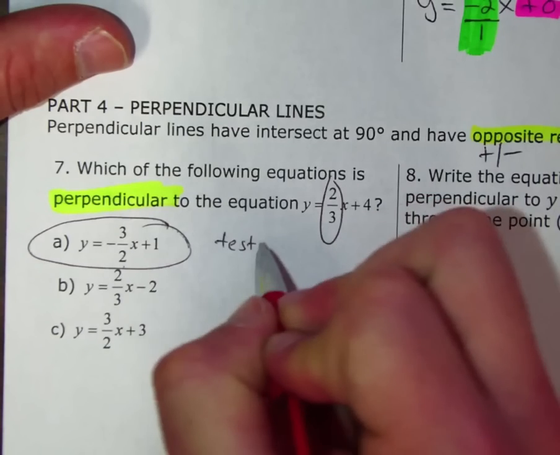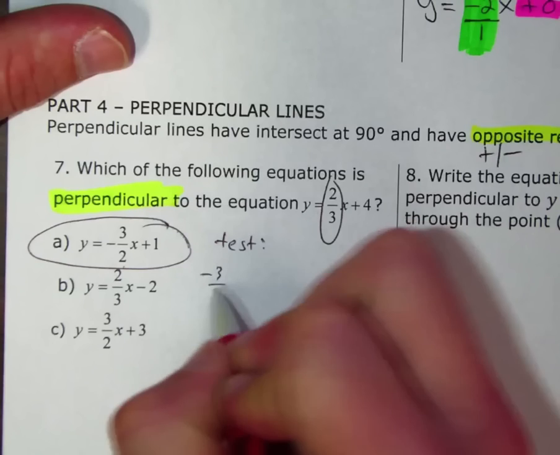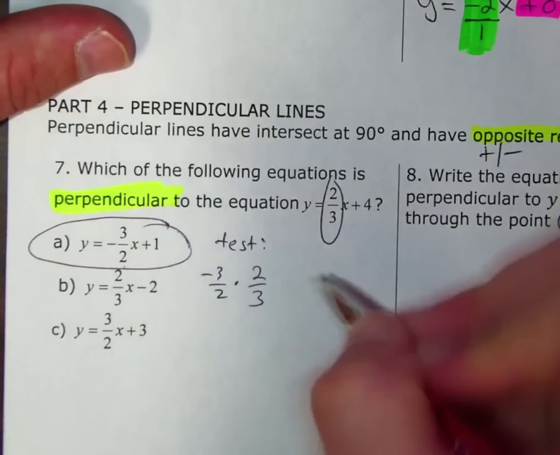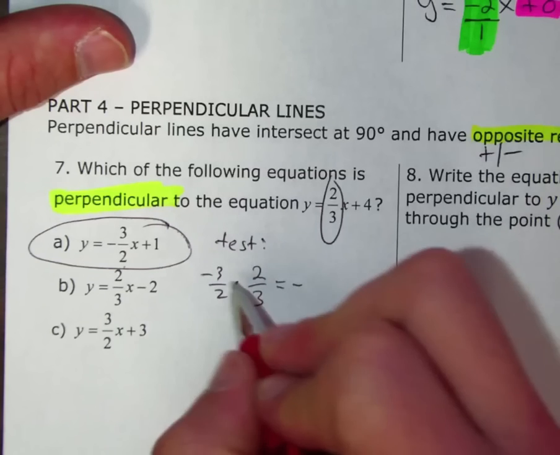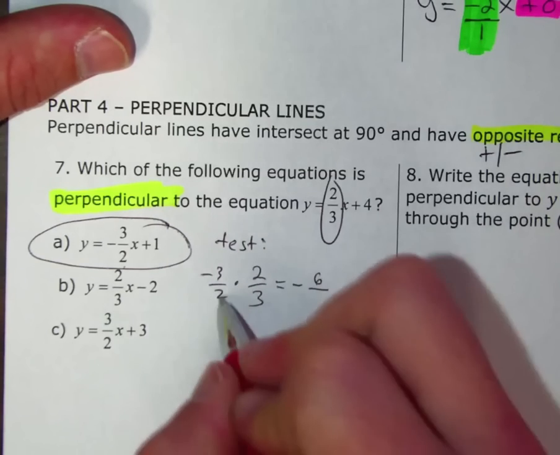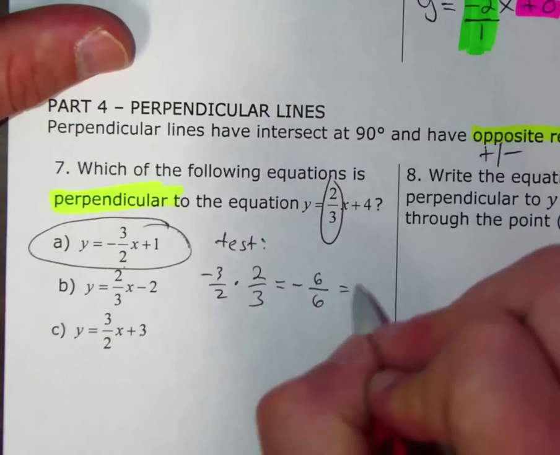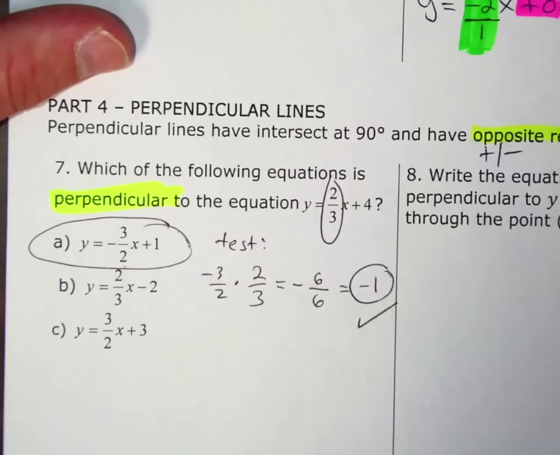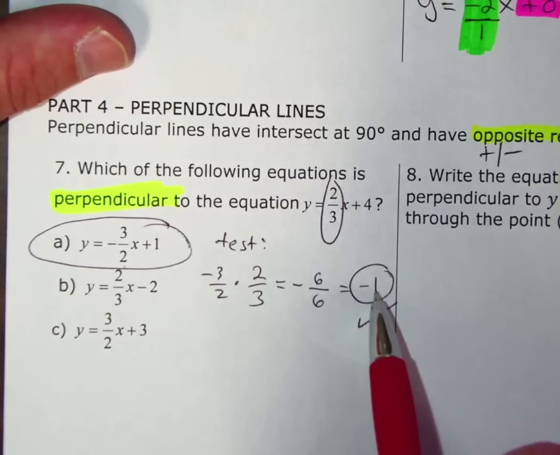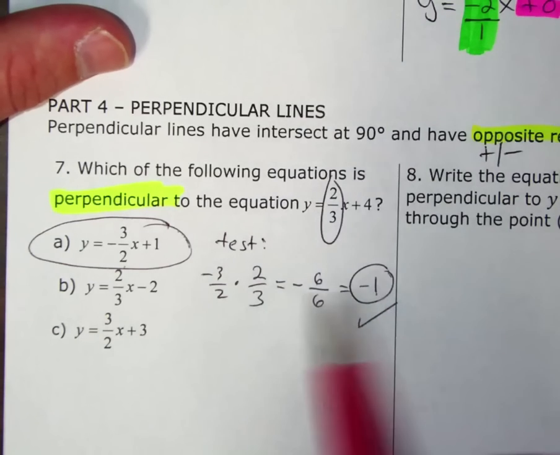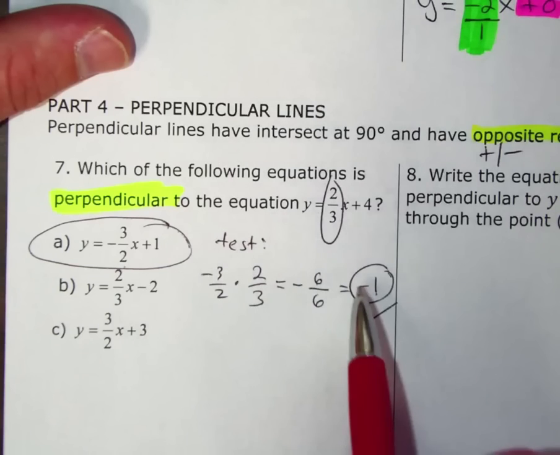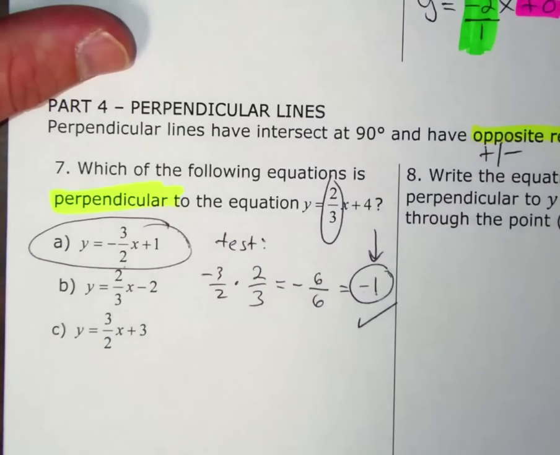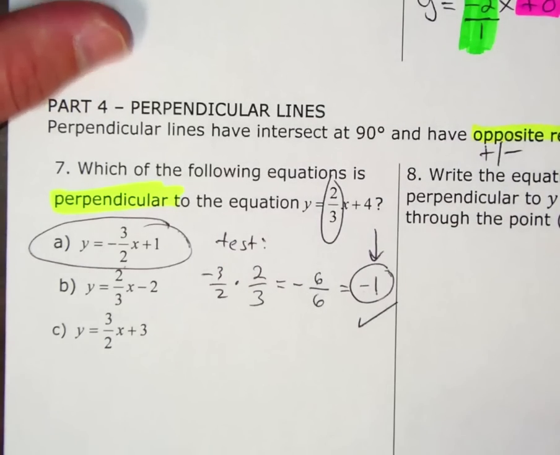If you want to test it, negative 3 over 2 times 2 over 3. A negative times a positive is going to be a negative. 3 times 2 is 6, 2 times 3 is 6. Turns out that's negative 1. They're opposite reciprocals: reciprocals because they multiply out to 1, but opposite reciprocals because a negative times a positive makes a negative. So this is a good way to know you have perpendicular slopes.